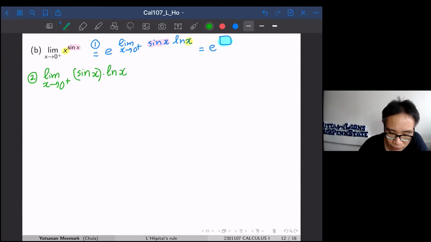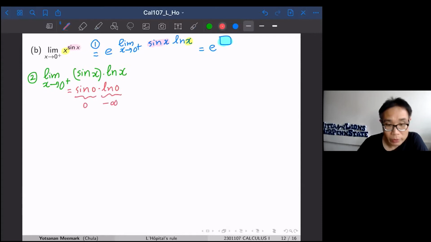Like I said, you have to first check whether you get an indeterminate form. So you get sin 0, which equals 0, and you have log 0, which equals negative infinity. So you get an indeterminate form, 0 times infinity. So in this case, you now have 0 times negative infinity, and you change this to a quotient.